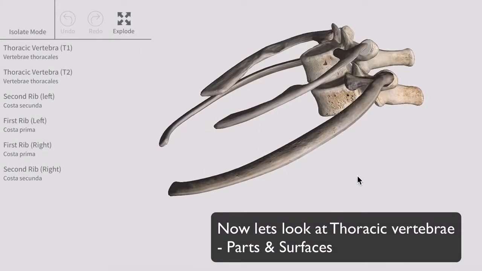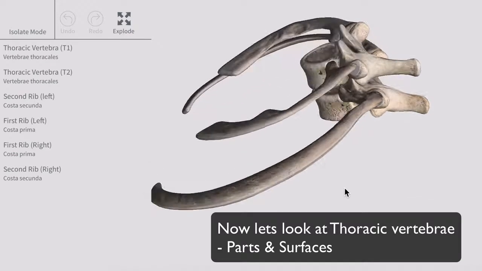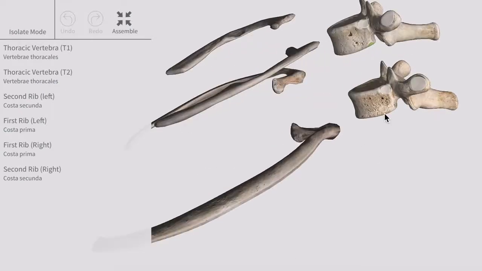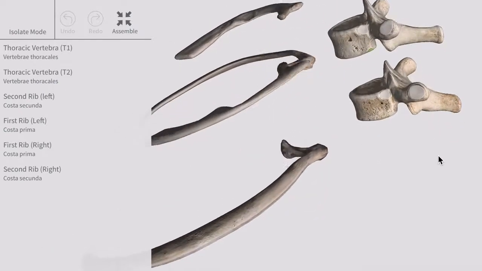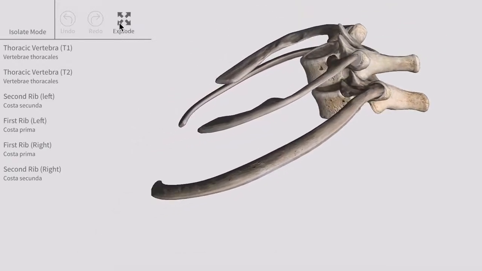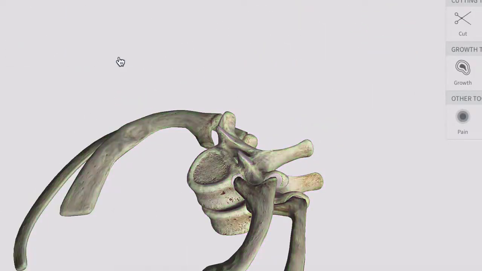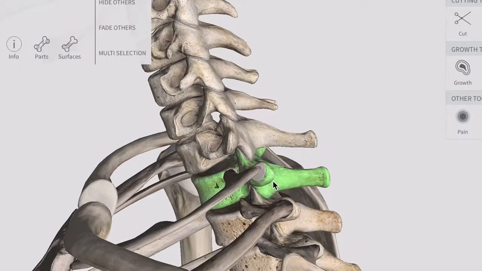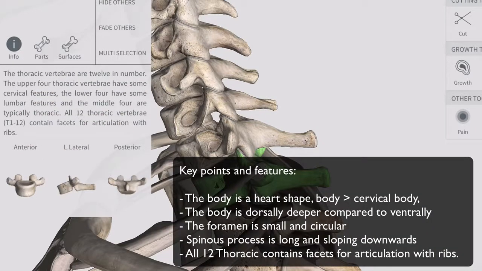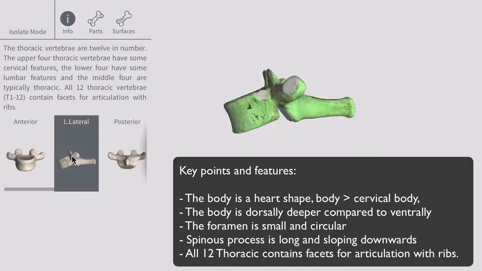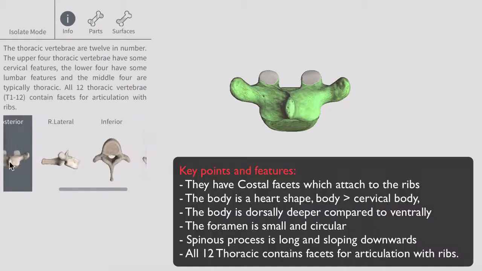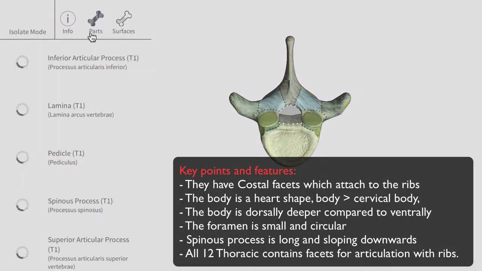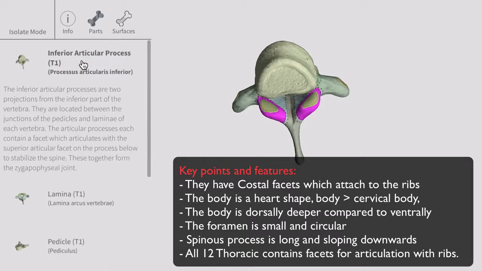So now let's look at the thoracic vertebrae parts and surfaces. On screen you can clearly see that the thoracic vertebra is not just involved in giving space for the spinal cord to run in, but it also has articulation with the ribs. And the rib cage obviously protects your thoracic region, your lungs, your heart, and everything like that. There are 12 thoracic vertebrae, T1 all the way down to T12. They have a heart-shaped body, and the body is much bigger than the cervical body. The body is dorsally deeper compared to ventral, so it's more bent in the front rather than towards the back. And the foramen is smaller and circular.